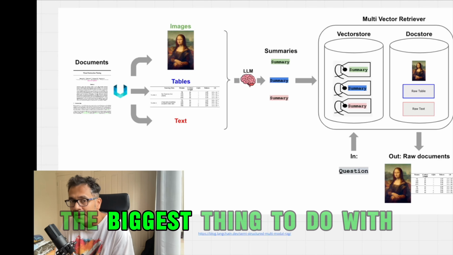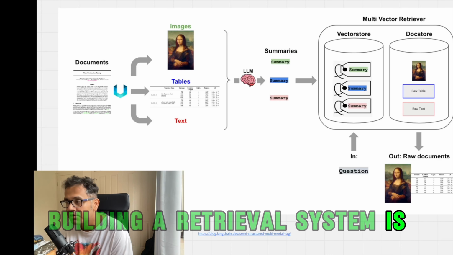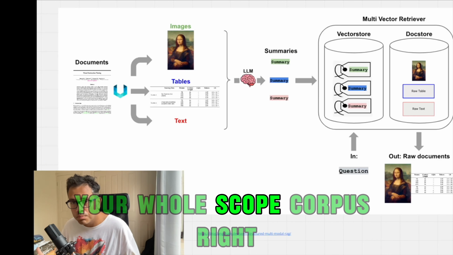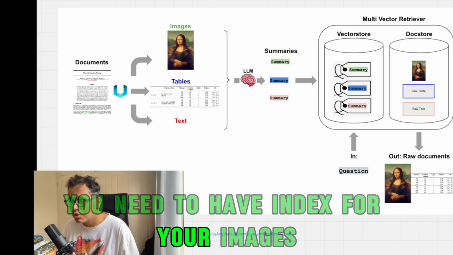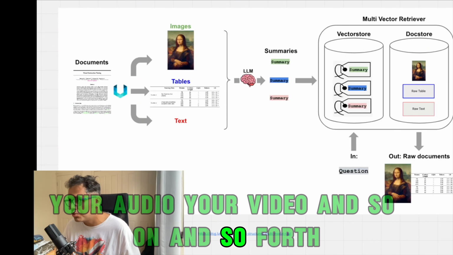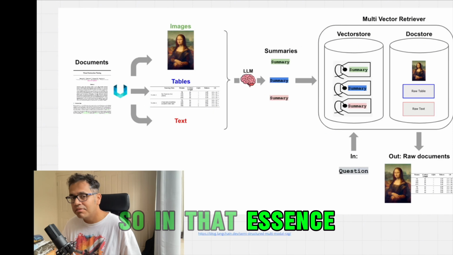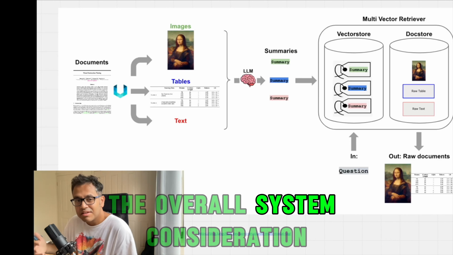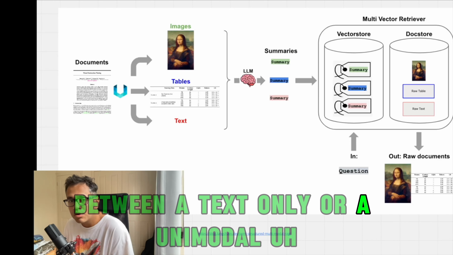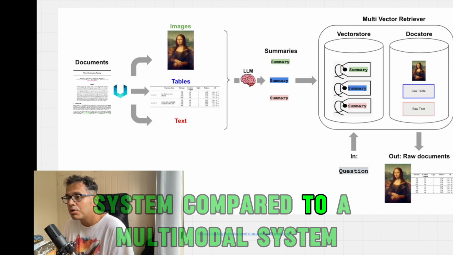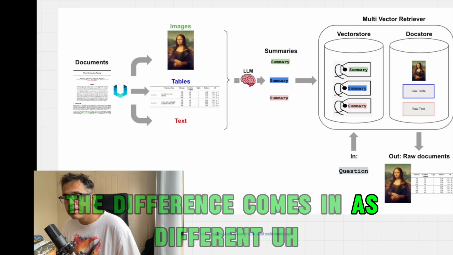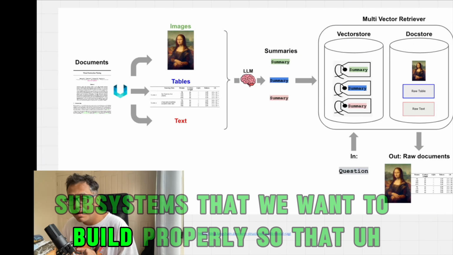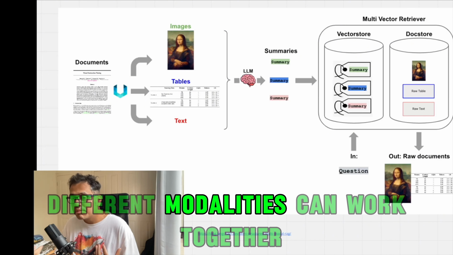Now, the biggest thing when you're building a retrieval system is you need to develop an index for your whole corpus, right? You need to have an index for your images, your audio, your video, and so on and so forth. So in that essence, there is not much of a difference between the overall system considerations of a text only or unimodal system compared to a multimodal system. The difference comes in the different subsystems that we want to build properly so that different modalities can work together.